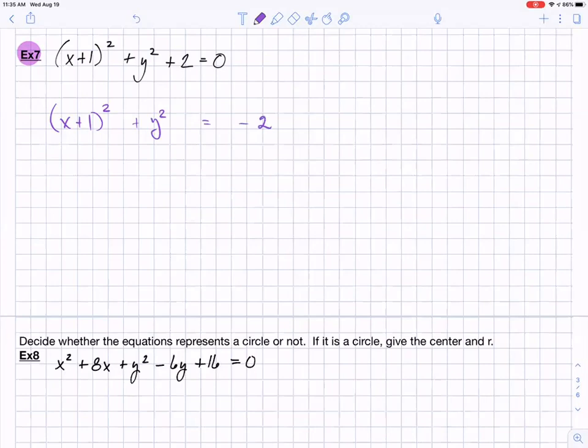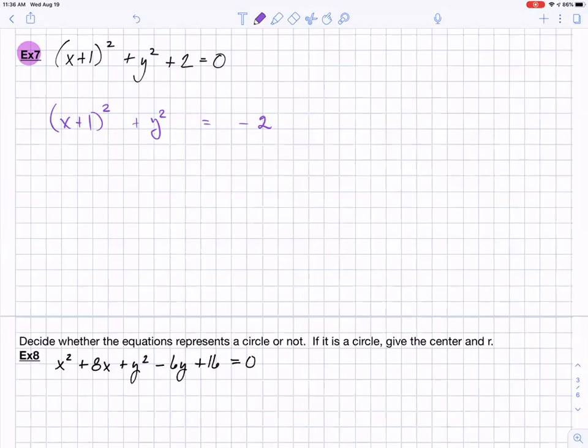What's the center? -1, 0. And then we run into a problem. What's the problem? You can't have a negative radius, right? Radius is a distance. It's how far from the center to the circle. It's impossible to have a negative radius. Until we get to chapter 11, then we'll be allowed to have a negative radius, but not yet. You can't have a negative radius.